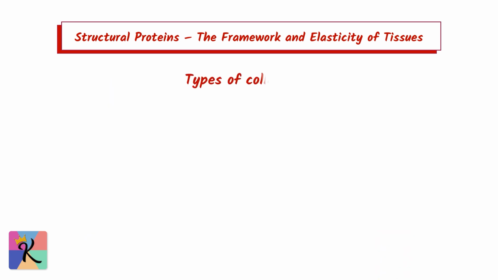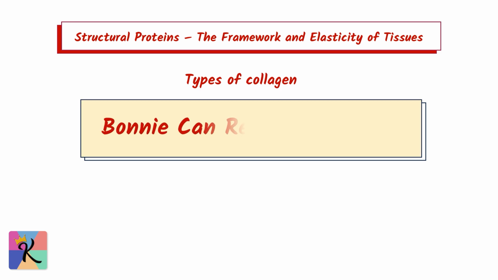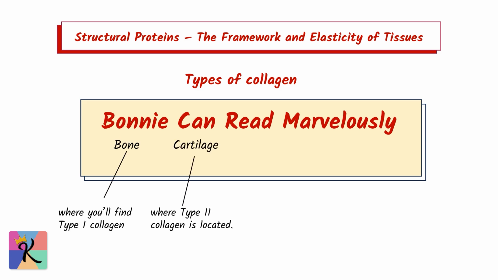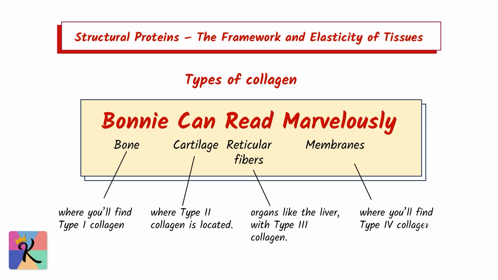To help remember the main types of collagen and where they're found, you can use this fresh mnemonic. Bonnie can read marvelously. B for bone, where you'll find type 1 collagen, C for cartilage, where type 2 collagen is located, R for reticular fibers and organs like the liver, with type 3 collagen, M for membranes like the basement membrane, where you'll find type 4 collagen.